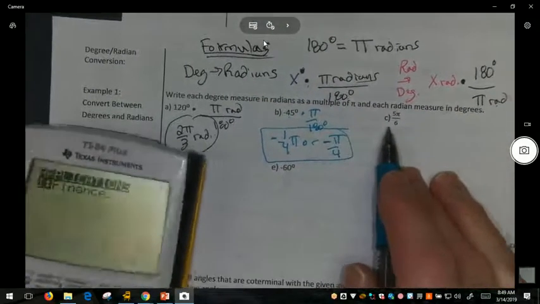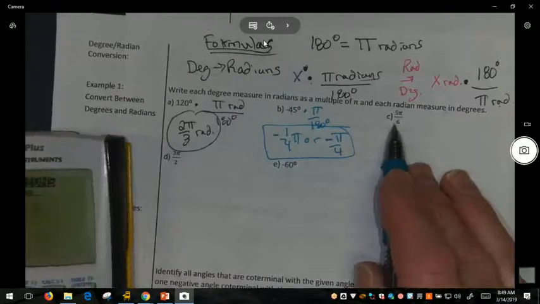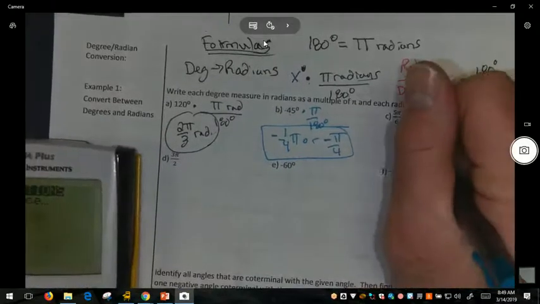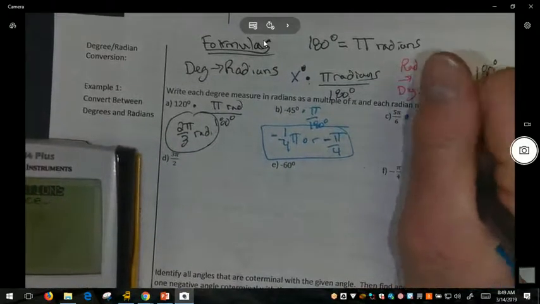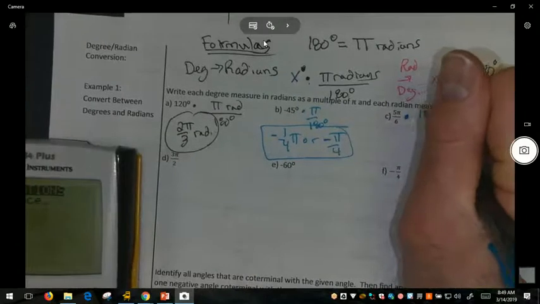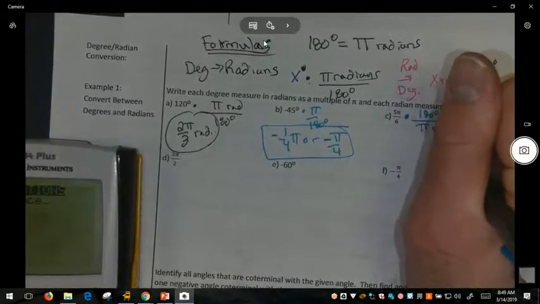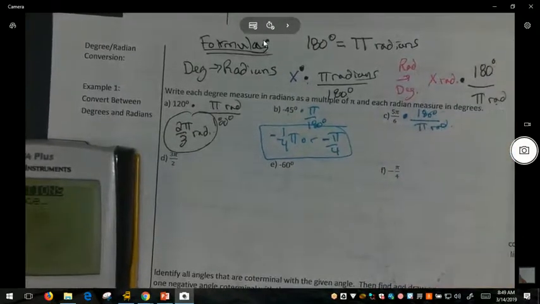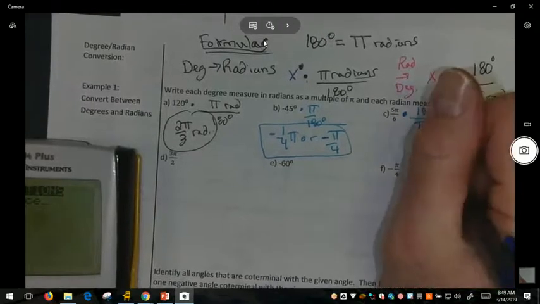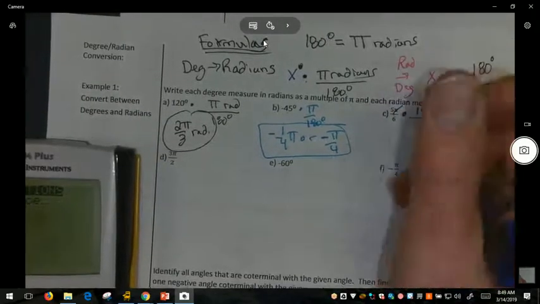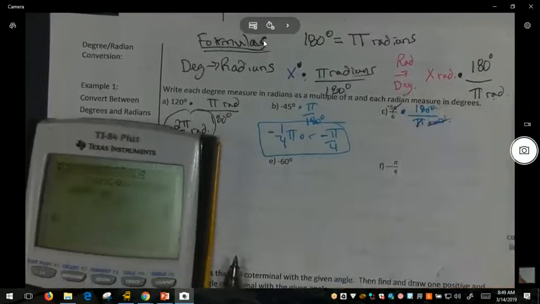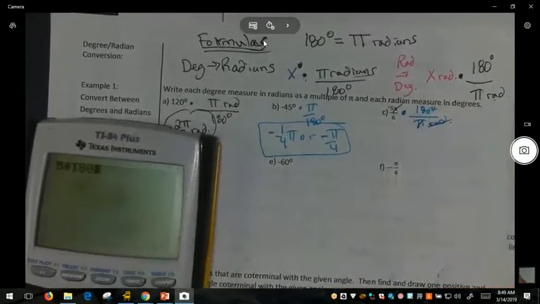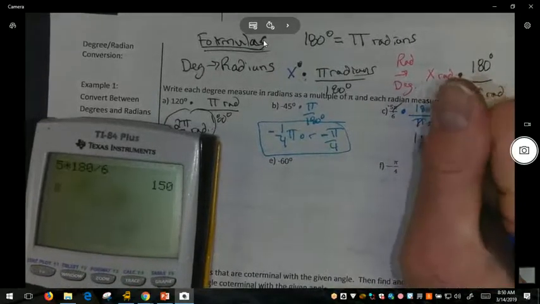And 5 pi over 6. Now we're converting from radians to degrees. So we need to multiply this by 180 degrees over pi radians. What's happening here is the pi's are canceling out along with the radians, and we're left with 5 times 180 over 6, which is 150 degrees.